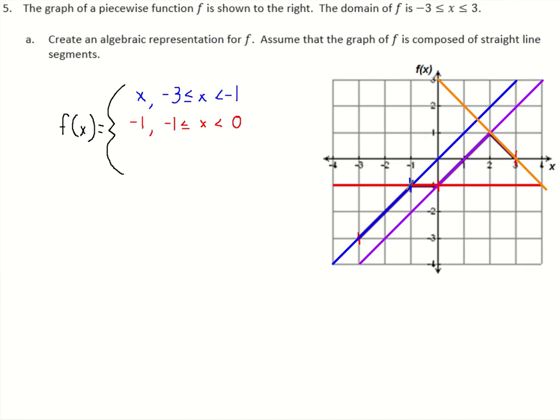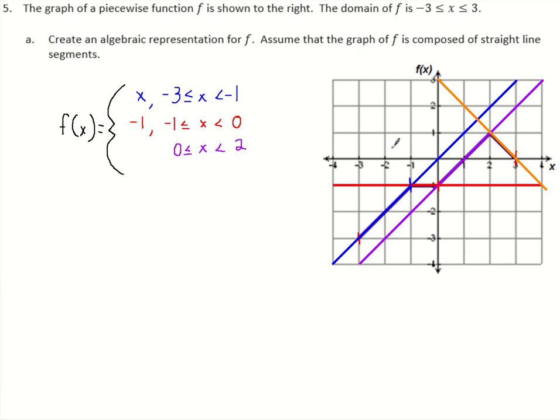Okay, so that was my next line segment. My third piece is going to start here at 0. It's less than or equal to x, and it's going to end at 2. Now that we have the domain of it, let's actually go into making the function.